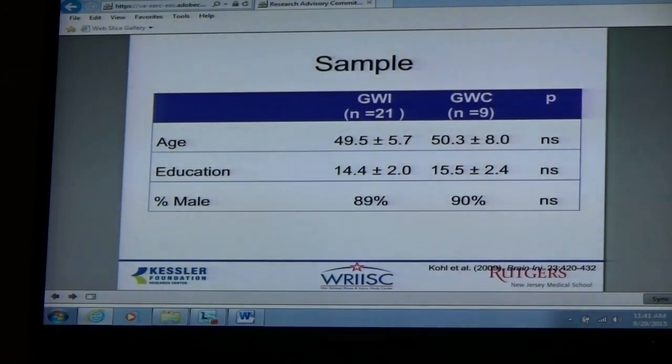All right. Here's our sample. 21 folks with Gulf War illness, 9 controls. They're matched in age. They're matched in education. They're matched in gender distribution. Almost all of them were males.